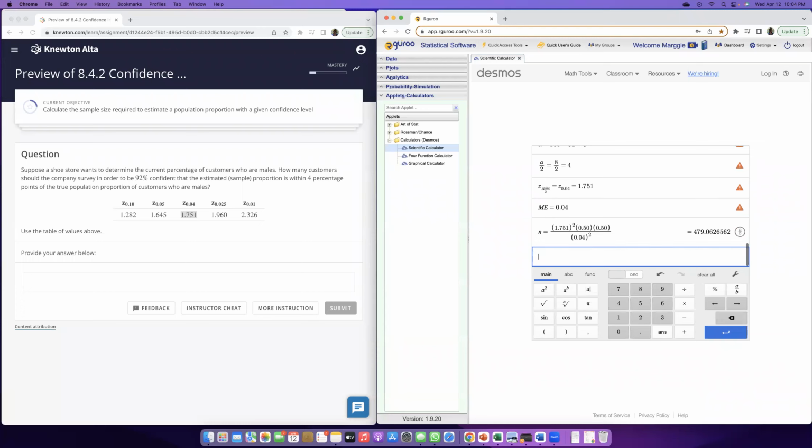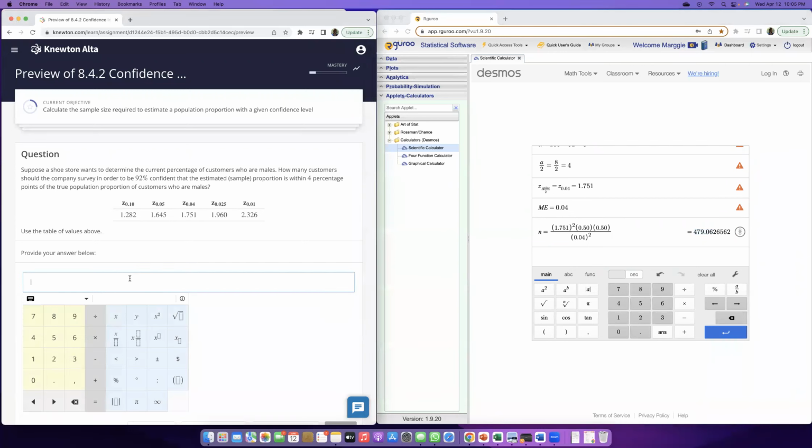So then we have that. And again, what we said: we need to round this to the next whole number, because if we survey 479 people, we won't get the margin of error that we want. It's going to be smaller. So we need to go one more person to achieve the margin of error that we want. So then our answer should be 480.